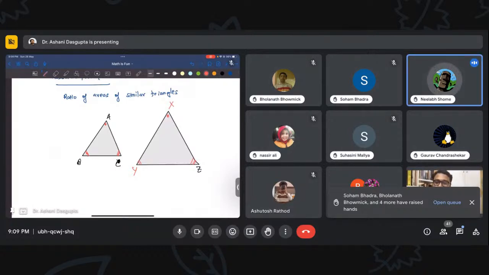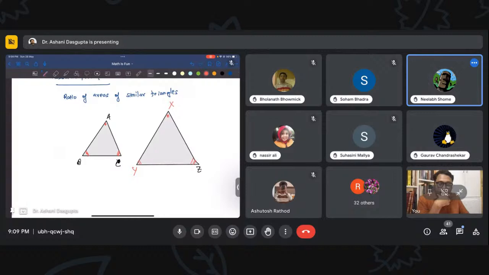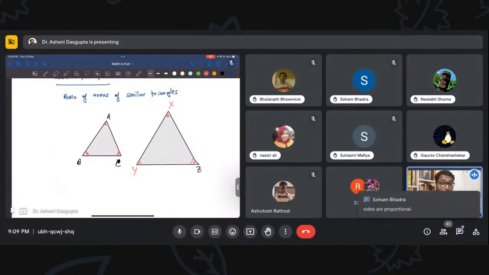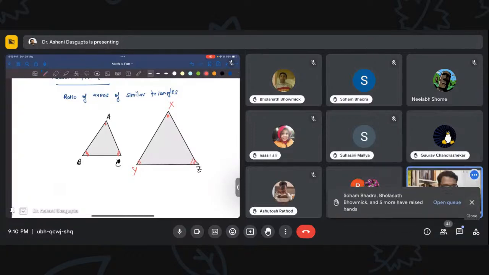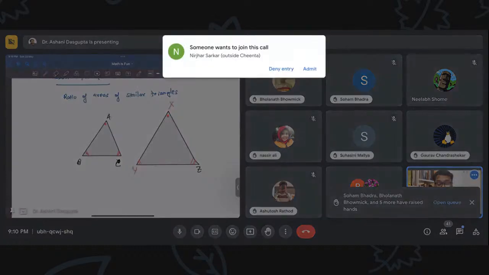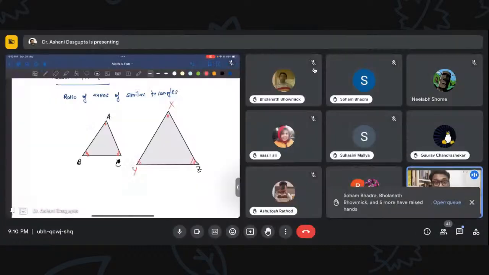Yes, sir. Two triangles are similar to each other if we can superimpose one triangle onto the other by using scaling and rotation. Okay, that's a good idea. You pick up a triangle, you place it on another one, and you stretch a little bit or contract a little bit, and you get the other triangle. That's what Nilabho told us, and it's a very good idea. Shoham told us something in the chat, which is also very interesting.